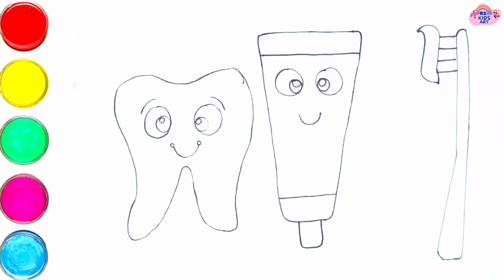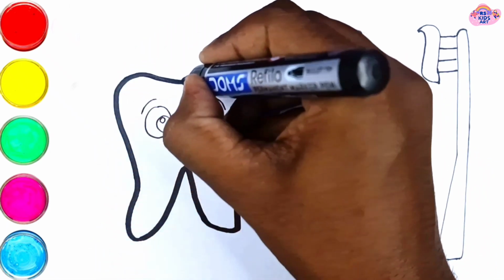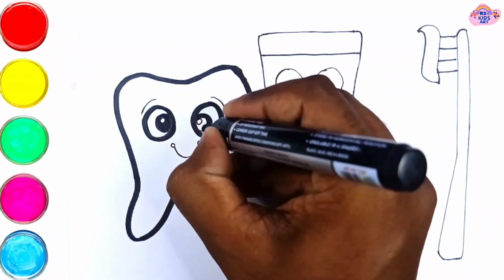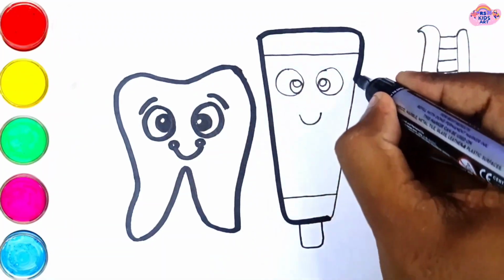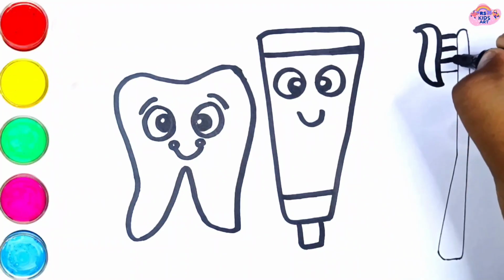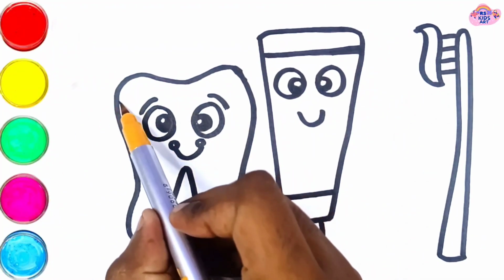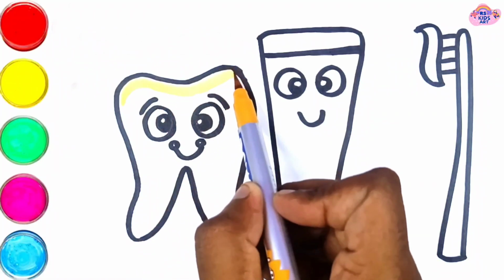We complete toothpaste and toothbrush. Let's enhance little bit. Now fill the colors. Yellow oxide color.